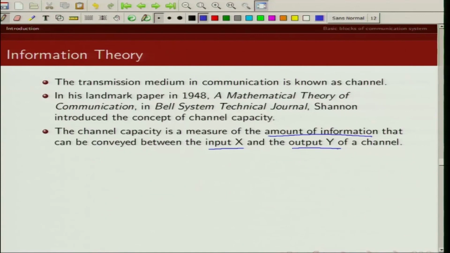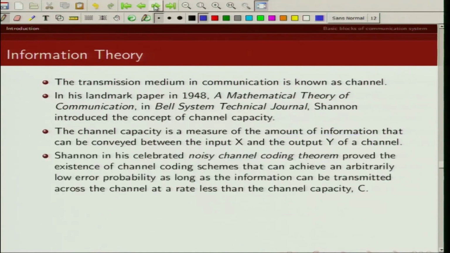And Shannon in his landmark paper has mentioned that there exist channel coding schemes which can achieve arbitrarily low error probability provided the transmission rate is less than channel capacity. So channel capacity is the fundamental limit of data transmission. We cannot communicate reliably over a communication channel if the transmission rate is above channel capacity.